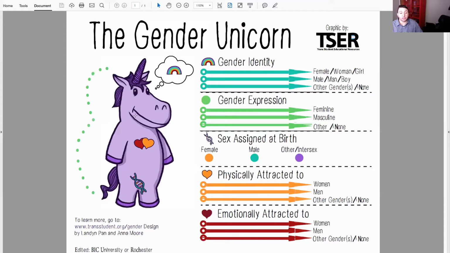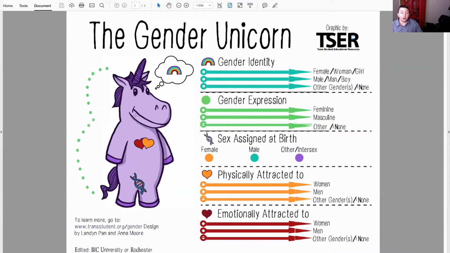Next, who we're physically attracted to. Sometimes we call this sexually attracted to. It can be to women, men, a combination of people, other genders, no genders. Emotionally attracted to, we sometimes call this romantically attracted, can be to women, men, other genders or none, like many of the other things. And this has more to do with who you like doing date-like things with, or who you like holding hands with, or who you like having a close, intimate relationship with in that way. And there's nothing sexual involved in that because that would be physically or sexually attracted to.